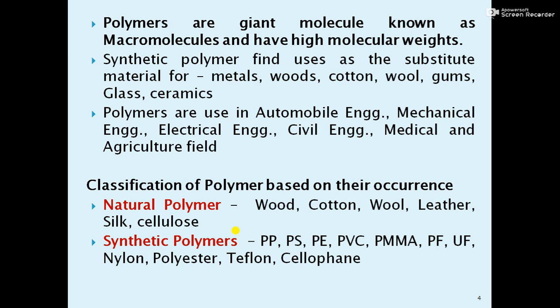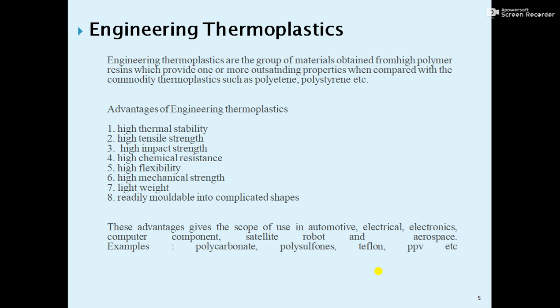So first we will focus on the classification of polymer. The polymer is basically of two kinds, natural polymer and synthetic polymer. Natural polymer means the polymer which you are getting directly from nature, for example wood, cotton, wool, leather, cellulose, etc. Synthetic means the polymer which is made up of chemicals, for example polypropylene, polystyrene, etc. These are the examples which are made up of chemicals only.